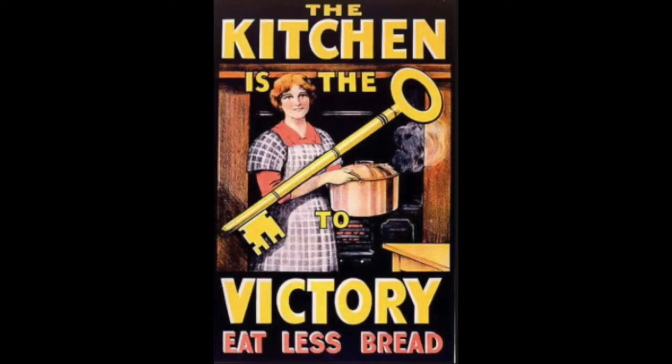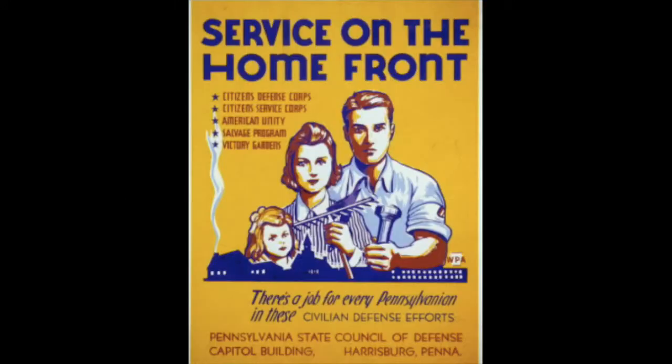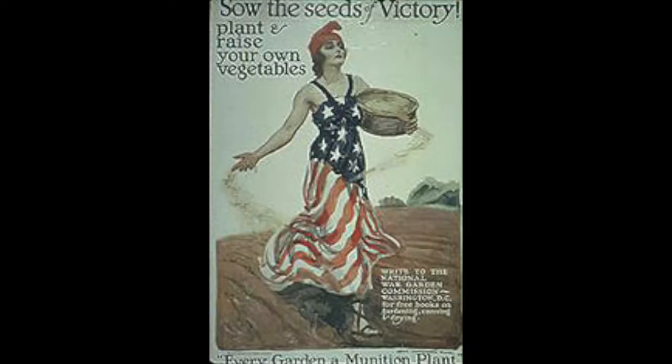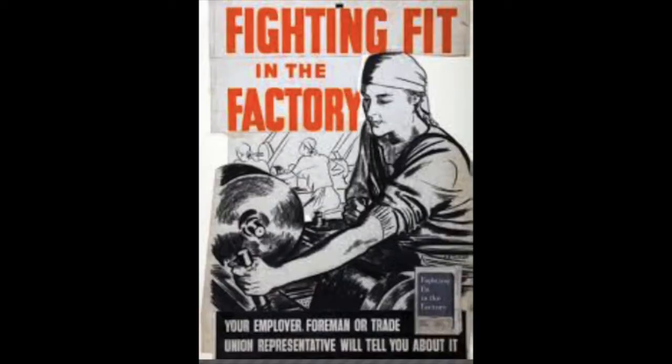Homefront propaganda convinced factory workers and other civilians that they mattered just as much as the soldiers. This propaganda also told them to change what they manufacture. For example, factories that usually made clothing started to make uniforms for soldiers instead.